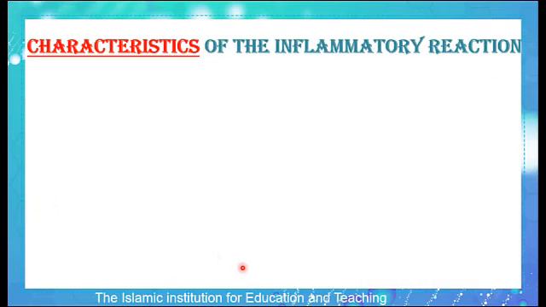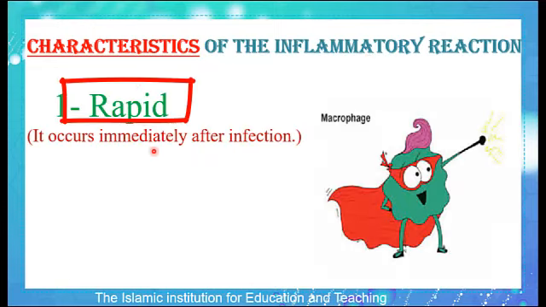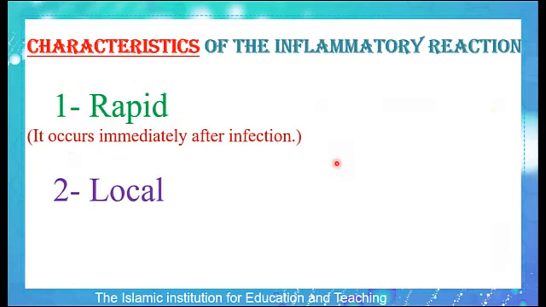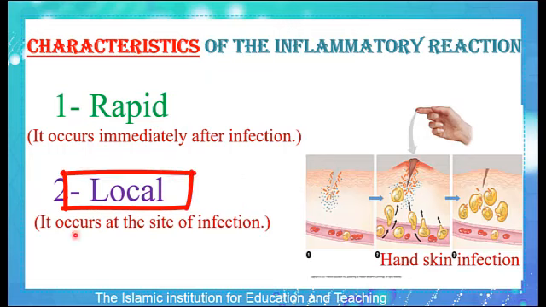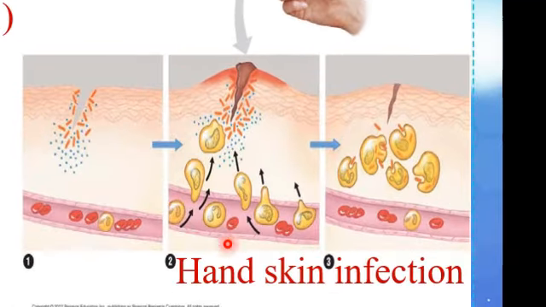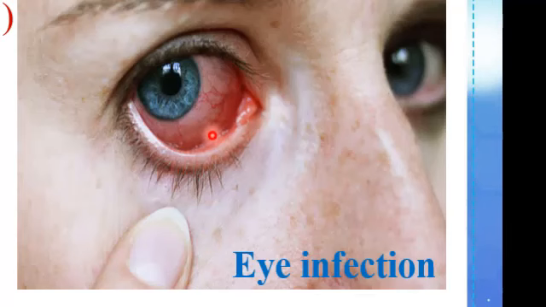What are these characteristics? There are 4 characteristics of the inflammatory reaction. The first one is rapid, which means it occurs immediately after infection. The second one is local, which means it occurs at the site of infection. So, if there is a skin infection, immune response will take place at the level of the skin, while if it's an eye infection, it will take place at the level of the eye, not the skin.